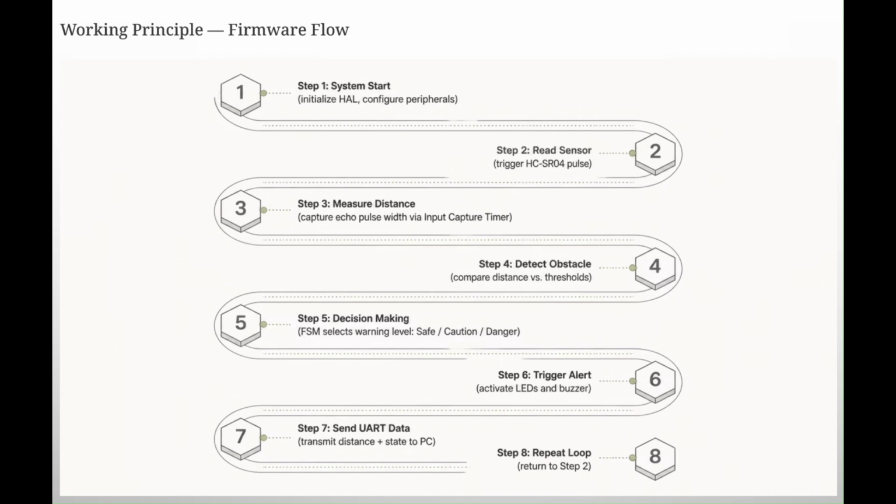Next, the distance is compared with predefined values to check whether the obstacle is in the safe, caution, or danger zone. Based on this, the system turns on the appropriate LED and buzzer. At the same time, the distance and system status are sent to the PC through UART and displayed on the dashboard. This process keeps repeating continuously so the system monitors obstacles in real time.